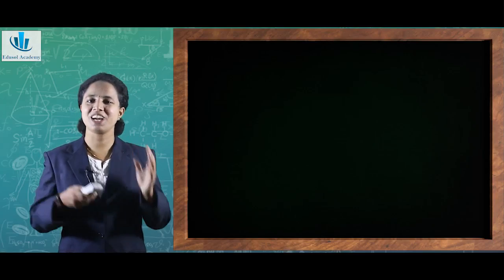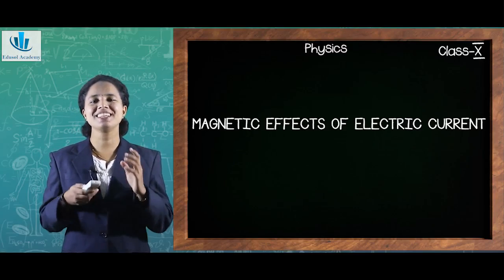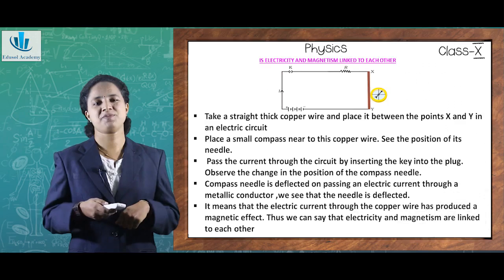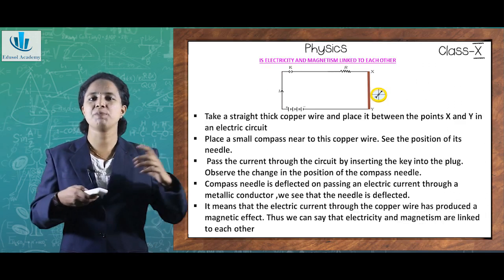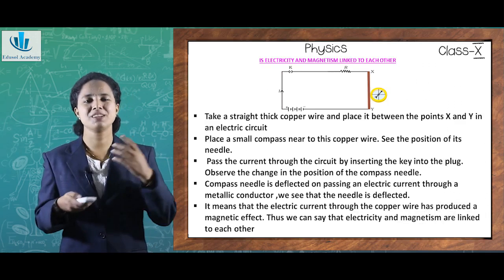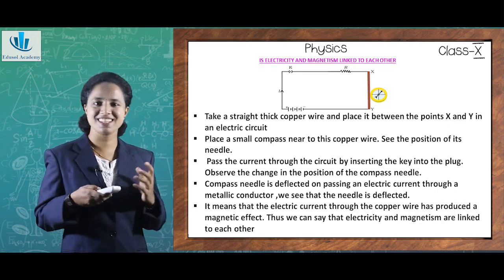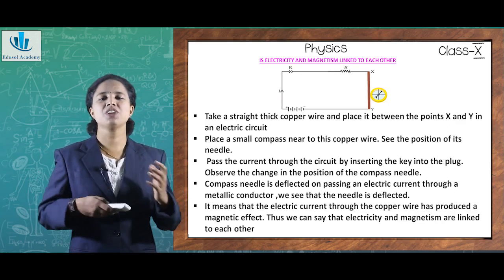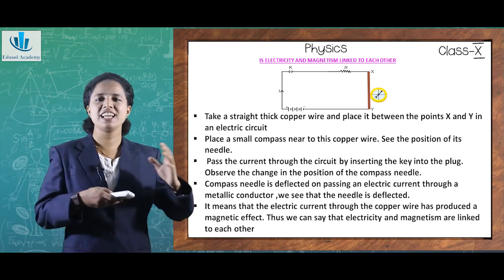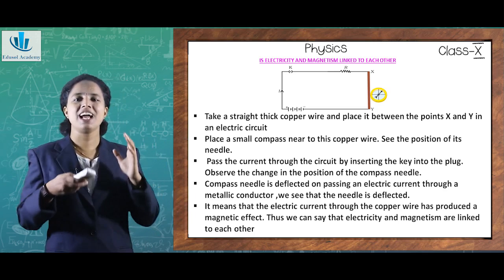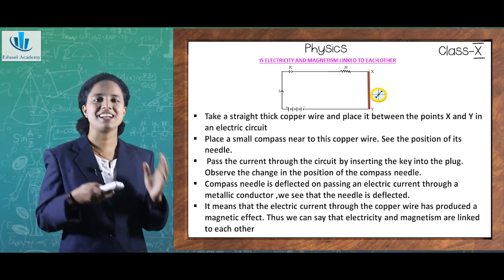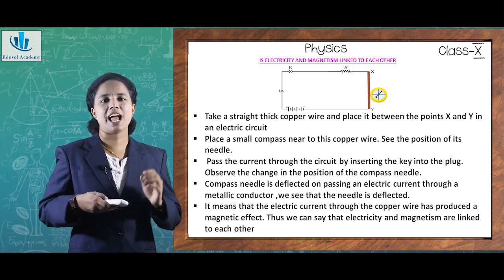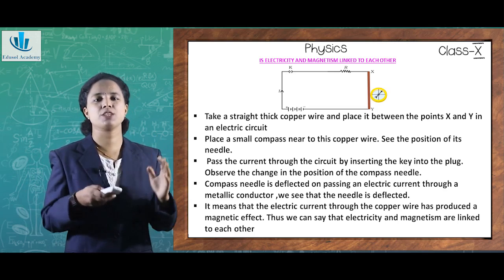In this session, we are going to deal with the magnetic effects of electric current. We have already dealt with what we mean by electric current, what its different applications are, etc. So, in this chapter, we need to analyze, is there any connection between magnetism and electricity? To do that, we need to analyze it through an experiment.